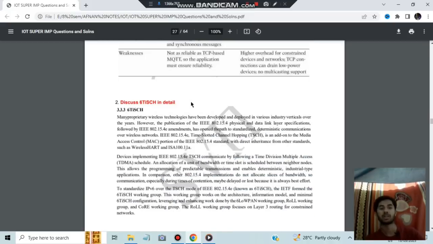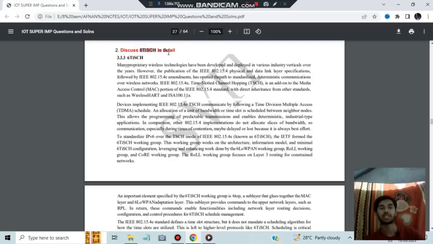Moving on, we have the second question, which is 6TiSCH in detail. 6TiSCH is nothing but a protocol which is used to optimize the IoT. Before, we didn't have optimized IoT. Now different devices are coming which have higher standards. To optimize the existing IoT, we'll be using many techniques. Out of those three techniques, 6TiSCH is the second technique.